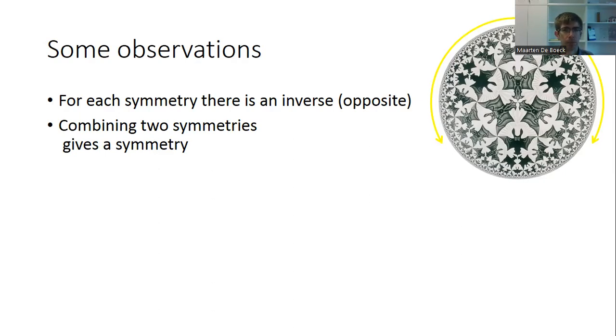And this is maybe something you didn't realize at first, but if you think about it for a few seconds, this is actually quite logical. Because if you do something you don't notice, and you do another thing you don't notice, then the combining action is also something you don't notice. So two symmetries together give a symmetry.